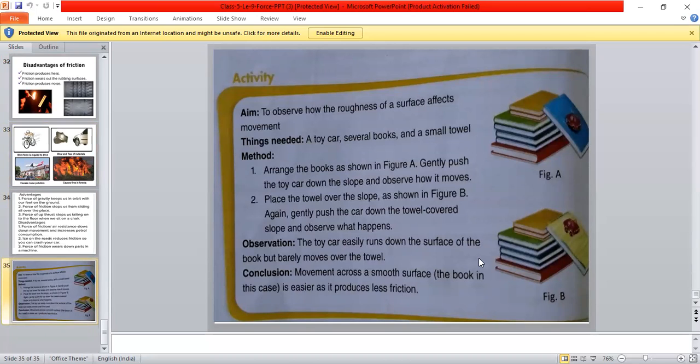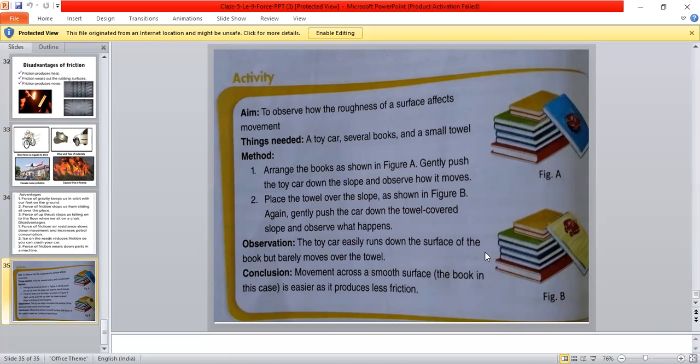Here is a simple experiment which shows how a rough surface and a smooth surface affect the movement of a car. For this experiment, we need a toy car, several books, and a small towel. First, we have to arrange the books as shown in figure A. Then, we push the toy car down the slope and observe how it moves.